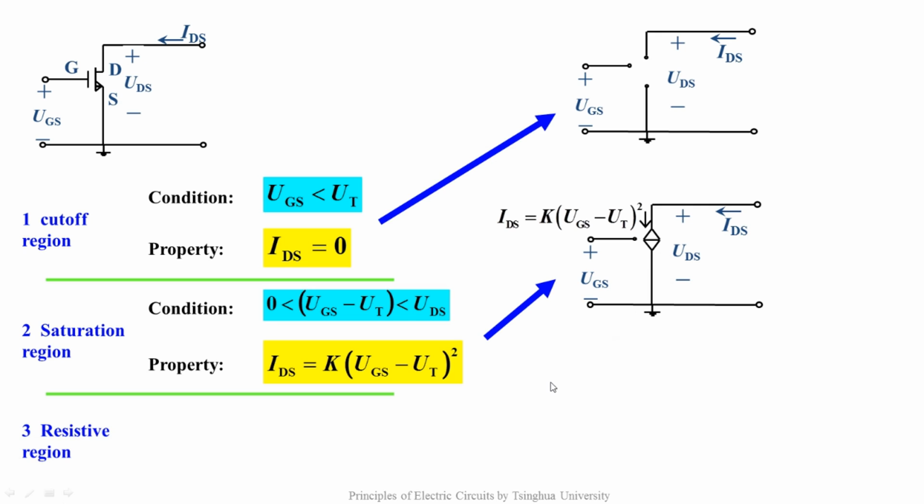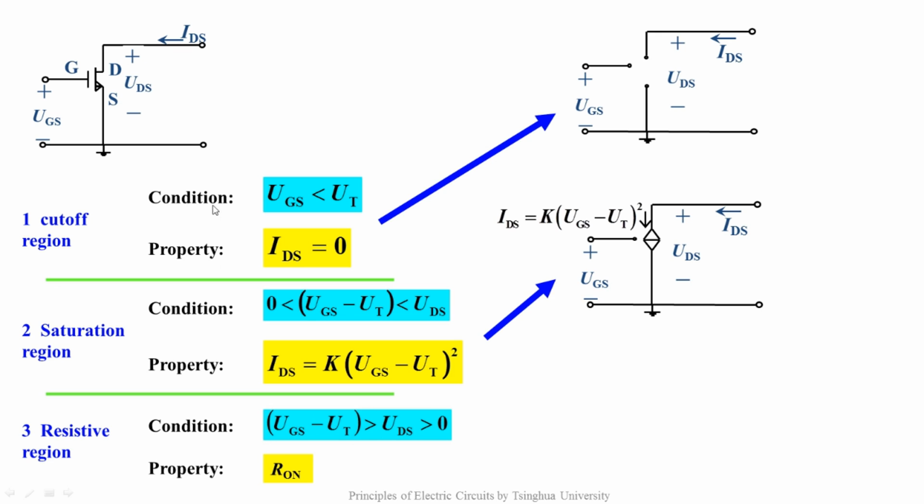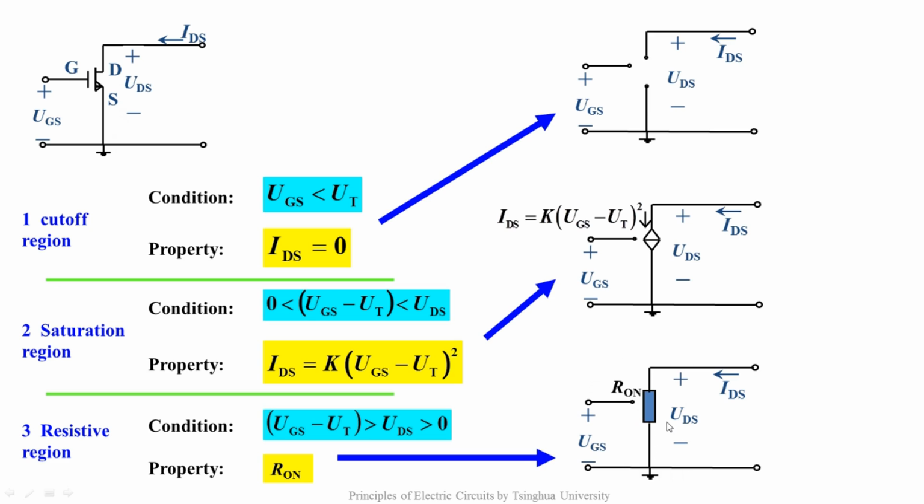The third is the resistive region. When UDS is larger than 0 and less than UGS minus UT, it's equivalent to a resistor between the drain and the source terminals. This is the corresponding circuit model. It's represented by R-on. R-on is a voltage-controlled resistor whose resistance is controlled by UGS.